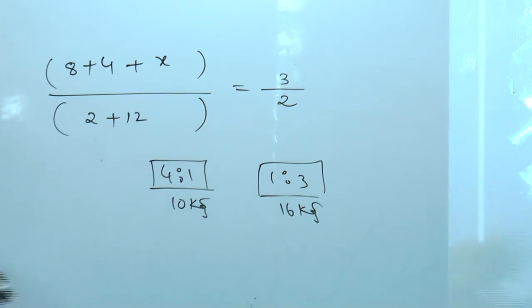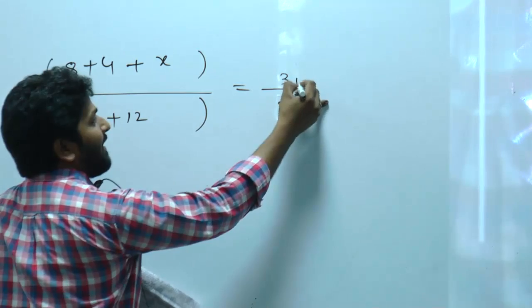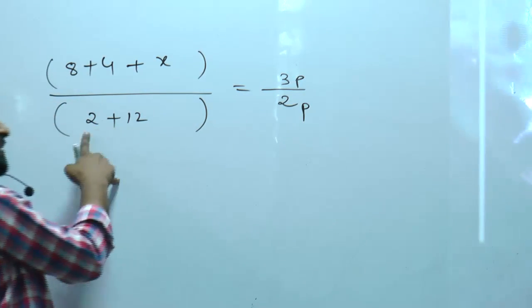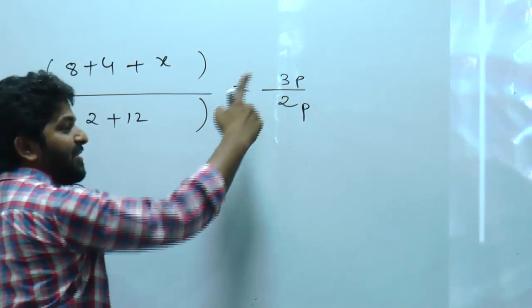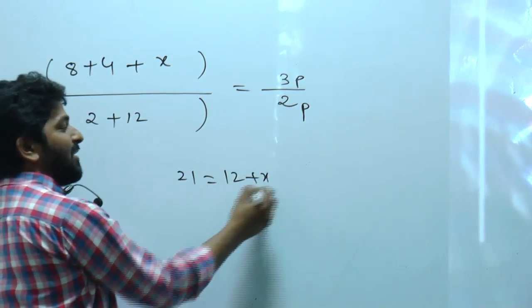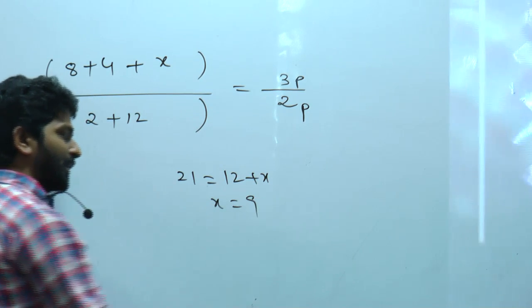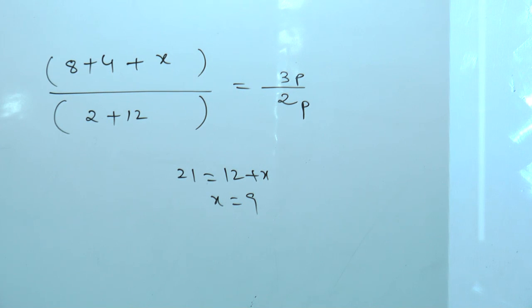Are we adding any pure iron here? No. So this is 2 parts and this is 3 parts. 2 parts is equal to how much? 14. 1 part is 7. 3 parts is 21. So 21 should be equal to 12 plus x. How much is the x value? 9. So 9 kgs of pure copper is added.